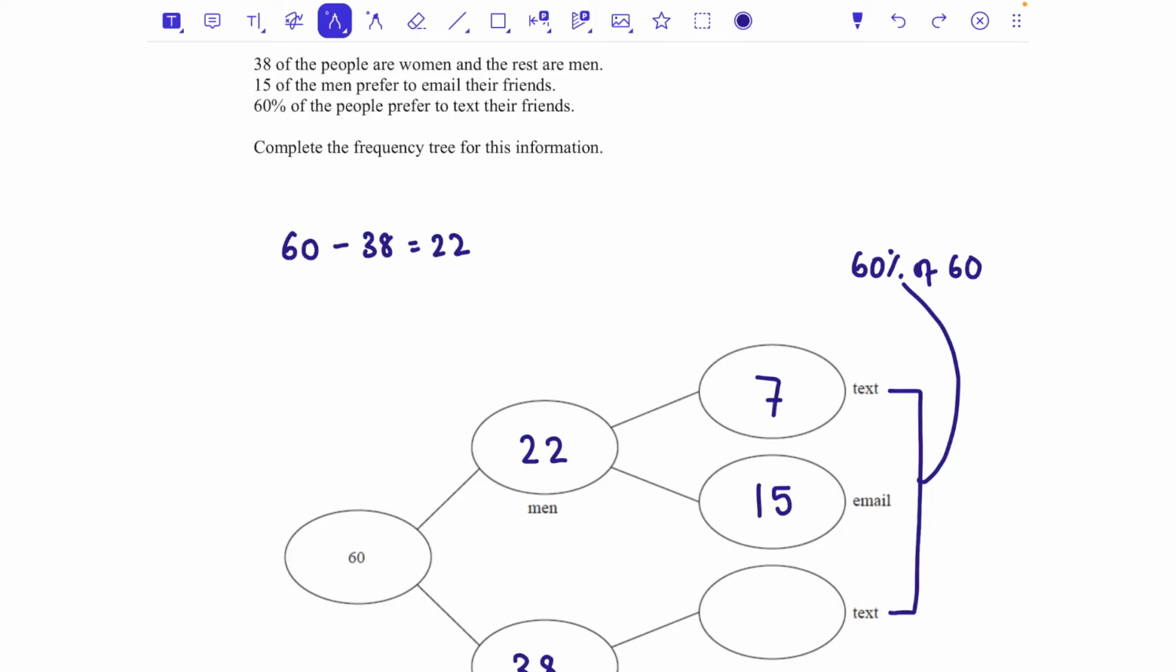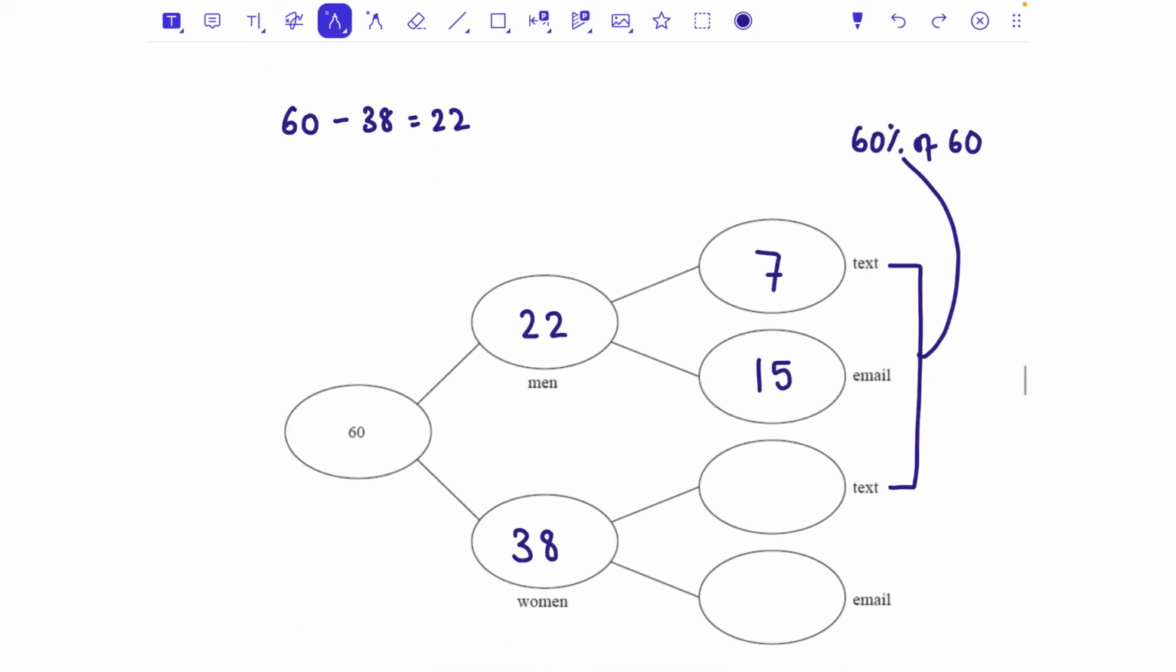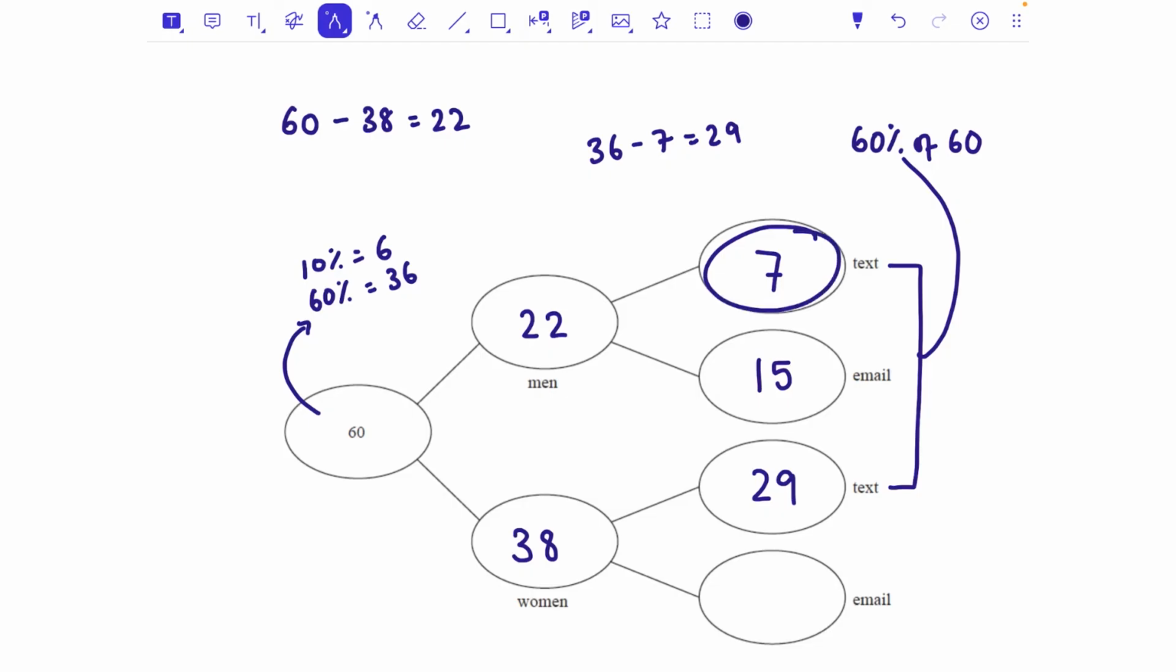So that's that. 60% of 60, so 60% of the total, we know that 10% would be 6 because to get 10% you divide by 10. And so 60% is 6 times bigger than that, so 36. So therefore I know that 36 people like to text. I've got 7 of them up here, and the rest of them would be women that prefer to text. 36 take away 7 is 29. And now those two ovals, this one and this one, add together to make 36, which is 60%. So that's that. Quite tricky, that.